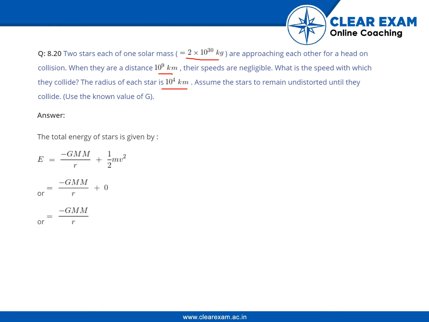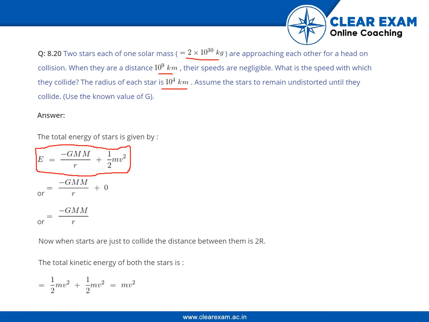So the total energy of the stars is given by the formula E equals minus G m m by R plus half m v square. Here v will be 0, so the kinetic term will be 0, and you are left only with minus G m m by R. Now, when the stars are just about to collide, the distance between them is 2r.